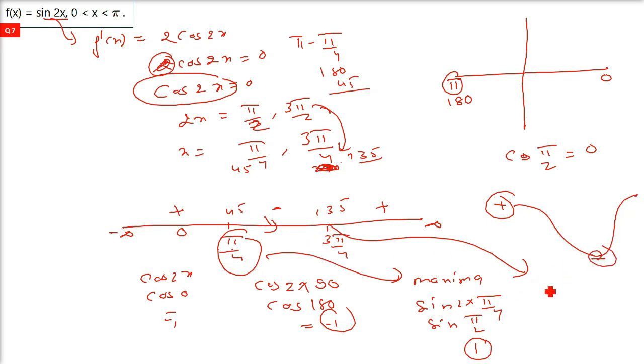Coming to negative to positive, when you go from lower part to upper part, that means you are at the local minima. So this local minima is at 135 degree, 3 pi by 4. And what is the value? See, y equals f(x).